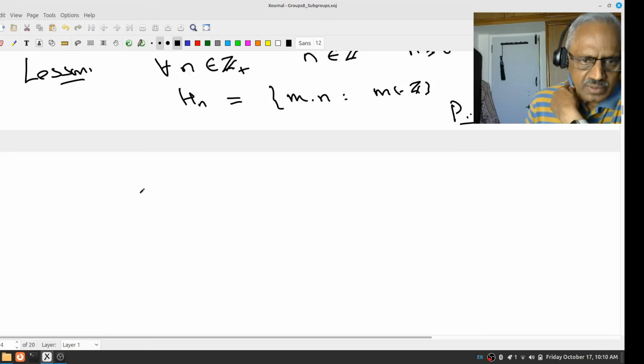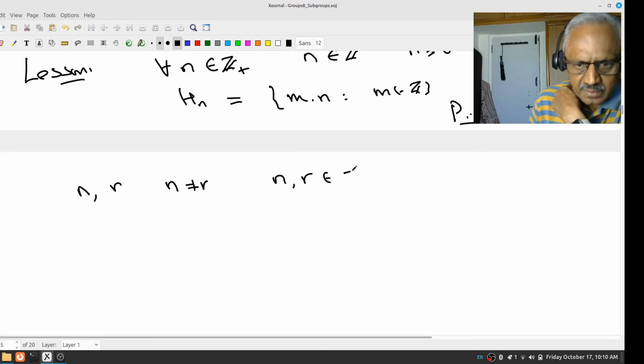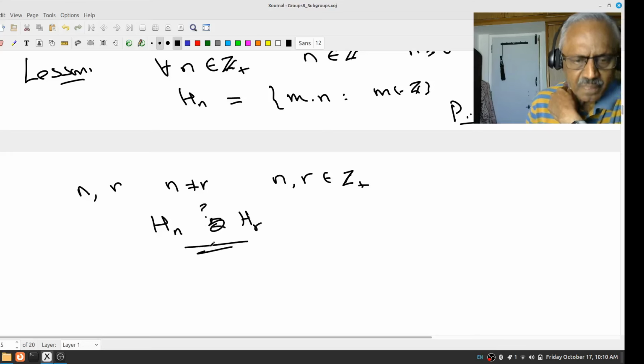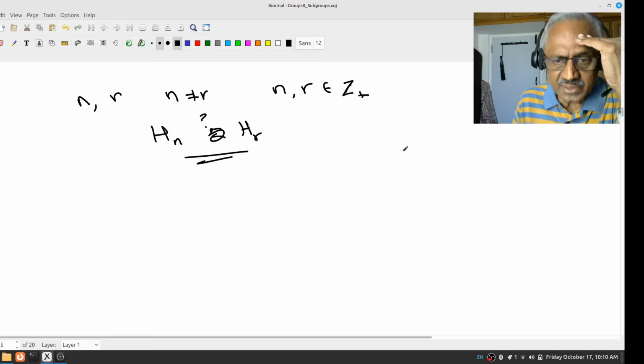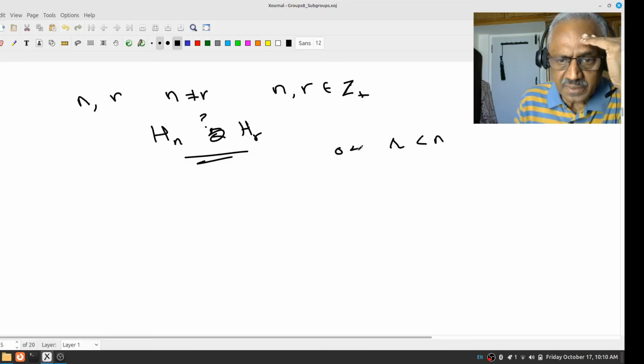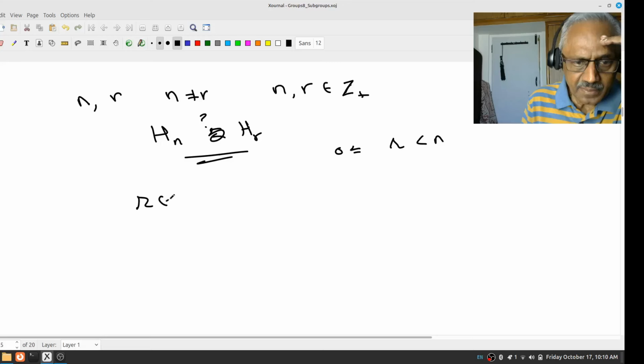Now, the next question is, if I give you some n and let us say r, n is not equal to r, and n and r in z plus, what is the relation between hn and hr? Are they the same? Without loss of generality, I can assume my r is less than n, 0 less than or equal to r. They are distinct, therefore I can assume this, right? Therefore r belongs to hr, but r cannot be in hn.